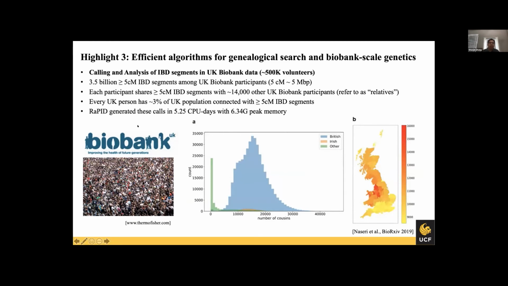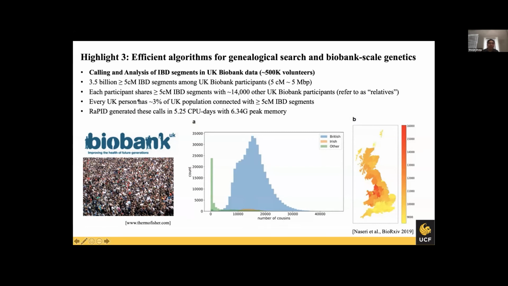UK Biobank is a consortium with 500,000 volunteers from the UK with their genetic and health data. Our preliminary result is already uploaded to bioRxiv. Here are some highlights. We found 3.5 billion IBD segments larger than 5 centimorgan among the UK Biobank participants. 5 centimorgan is equivalent to around 5 million bases. Interestingly, each participant has around 14,000 relatives, which means they share at least 1 IBD.